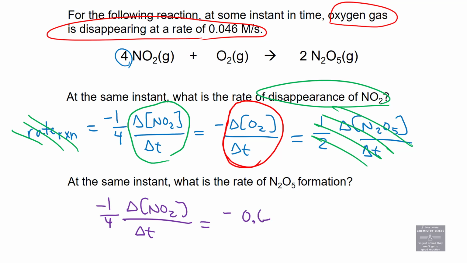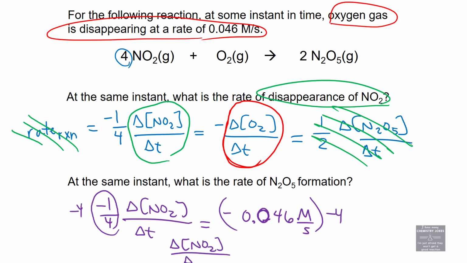Negative 0.46 molarity per second. So hopefully you're not super rusty on math. Negative 1/4 means multiply this side by negative 4. So delta NO2, the change in concentration of NO2, is equal to 4 times that value. Let me get a calculator. Negative 0.184 molarity per second.